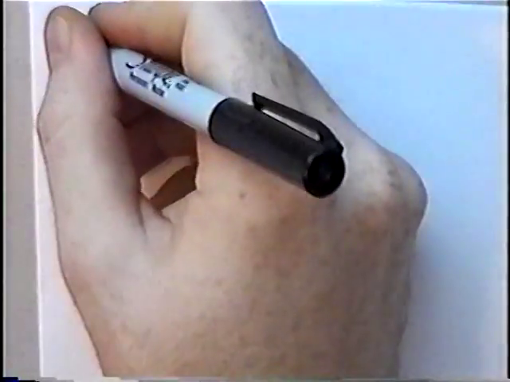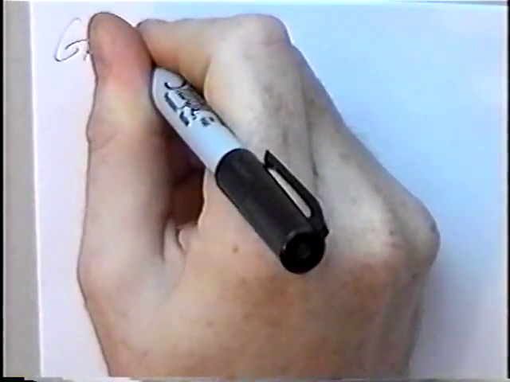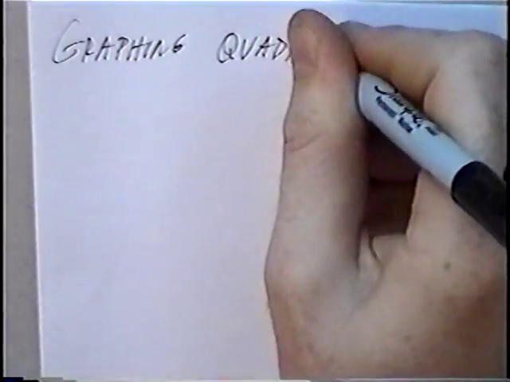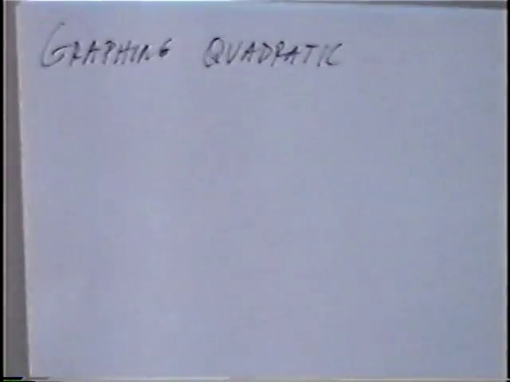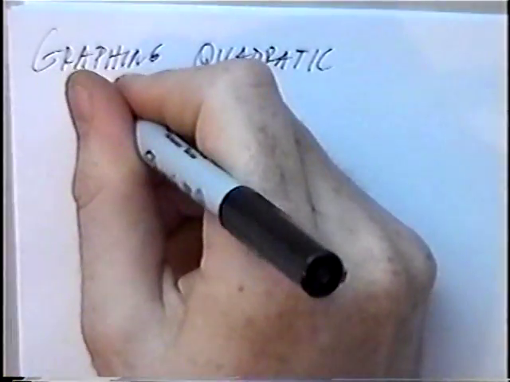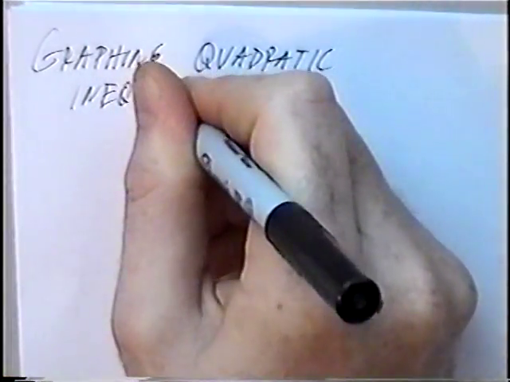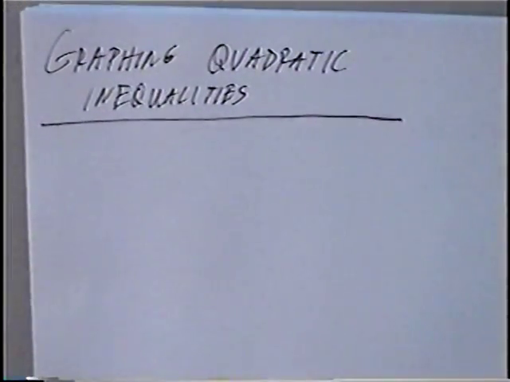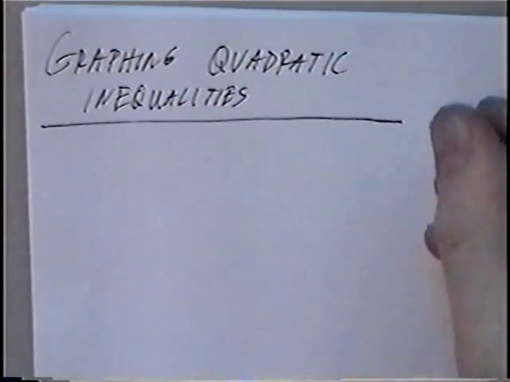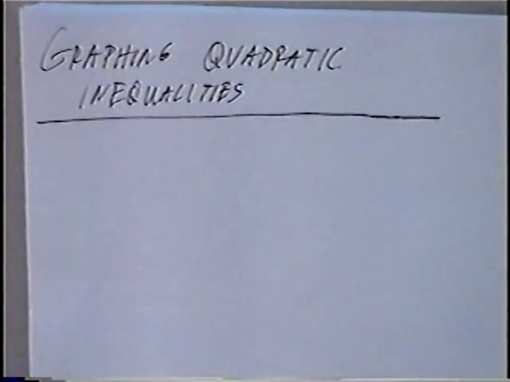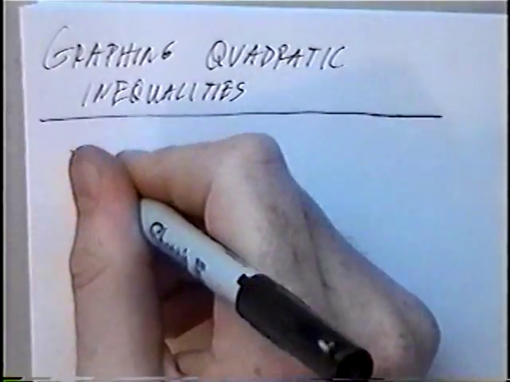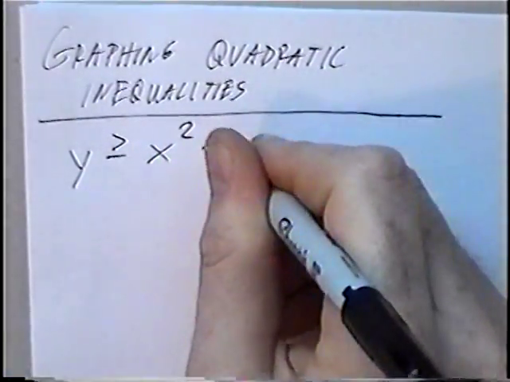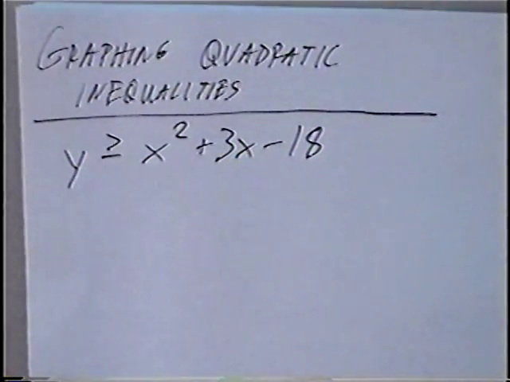Title of the first section today is Graphing Quadratic Inequalities. Graphing quadratic inequalities, instead of an equal sign, we'll have an inequality for the equation. First question. Y is greater than or equal to x squared plus 3x minus 18.